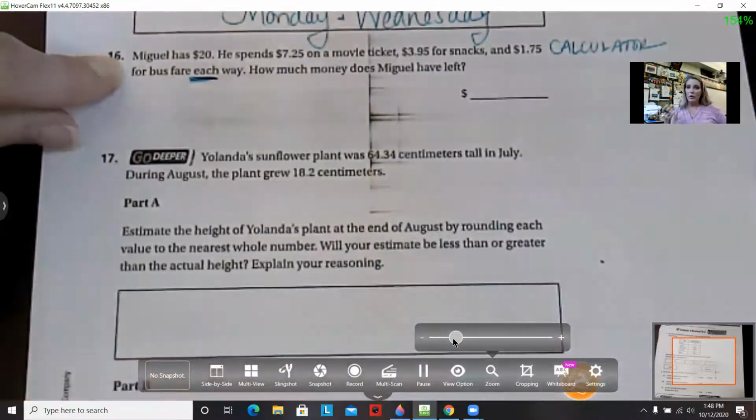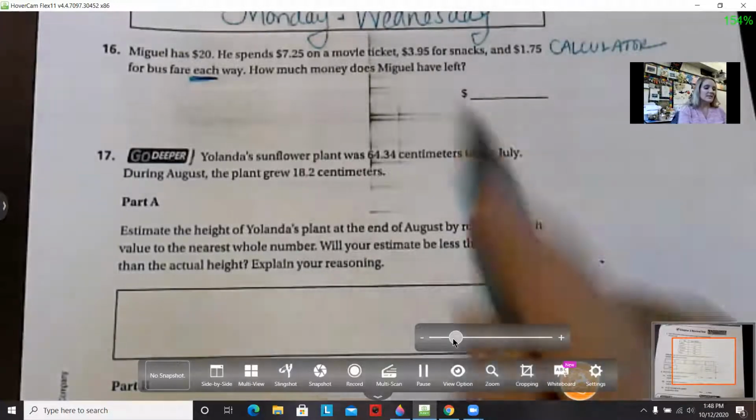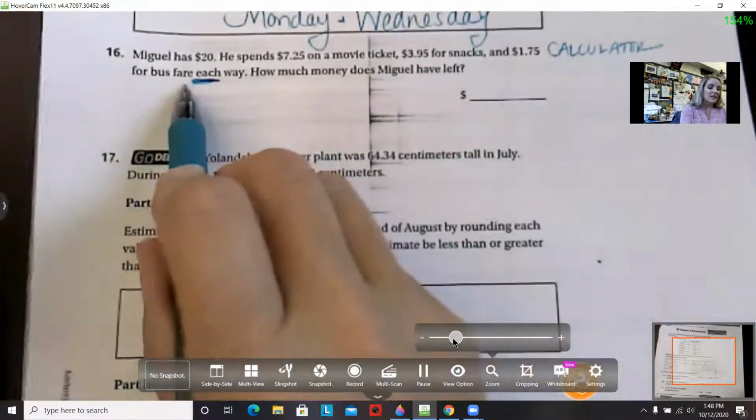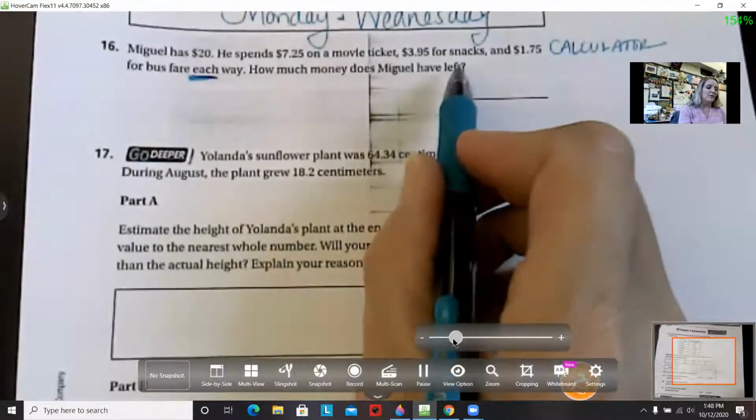So in order for public transportation to come pick you up, a bus, this isn't a school bus, you have to pay so the bus can pay for its gas and the driver. So you have to pay them to ride their bus. So look, he's spending $1.75 each way. That means to go to the movies and to come back home, he has to spend $1.75. How much money does Miguel have left?